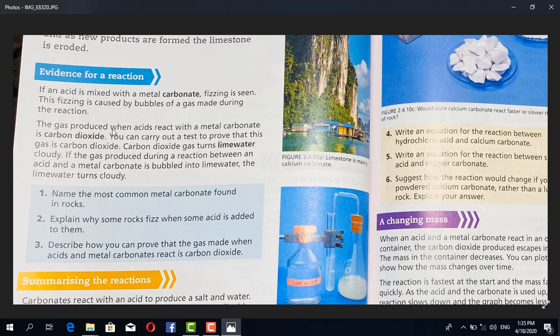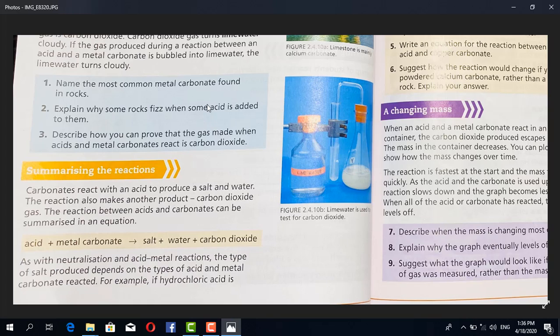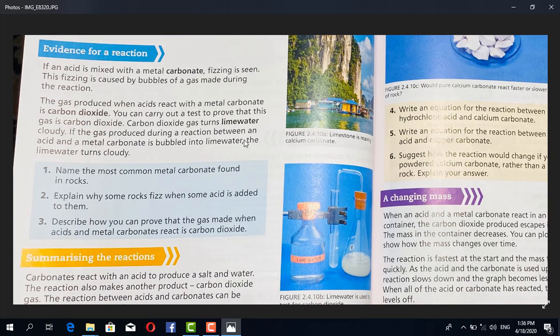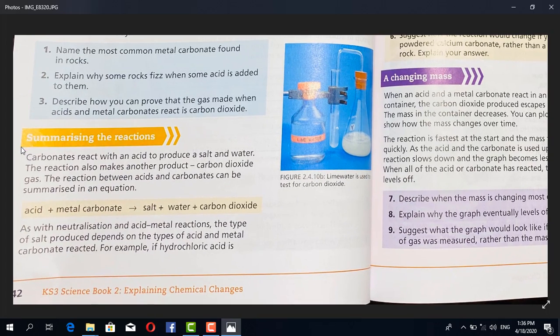The gas produced when acid reacts with a metal carbonate is carbon dioxide. You can carry out a test to prove that this is carbon dioxide because it turns lime water cloudy. We use lime water to tell whether we have carbon dioxide or not, because carbon dioxide makes lime water cloudy.